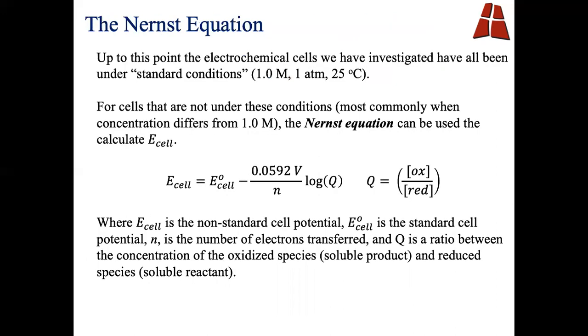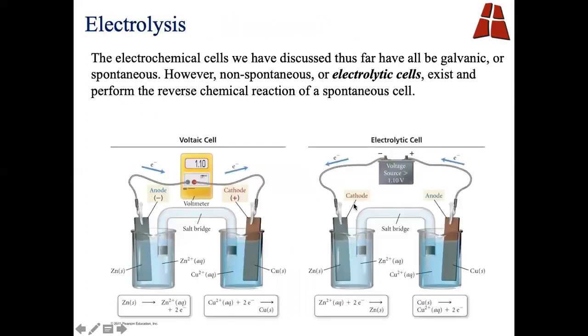Final thing is that our Nernst equation also exists. So our Nernst equation will be used anytime we're under non-standard conditions. This is what it looks like. It will be included on your equation sheet. Oh, and I guess final thing, we can also think about electrolytic cells that are non-spontaneous processes that can be essentially running our galvanic cells in reverse electrochemically. Okay. That's all I have.